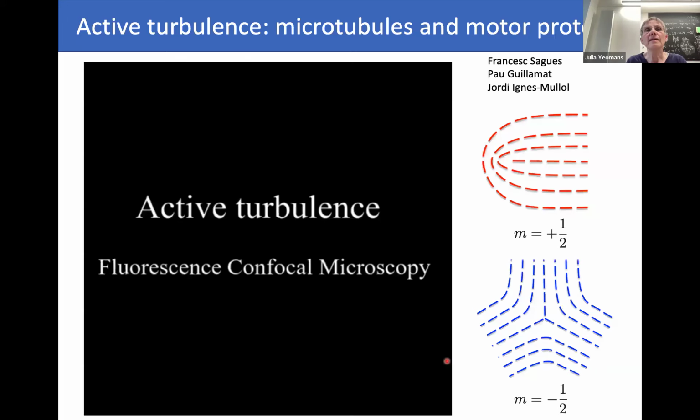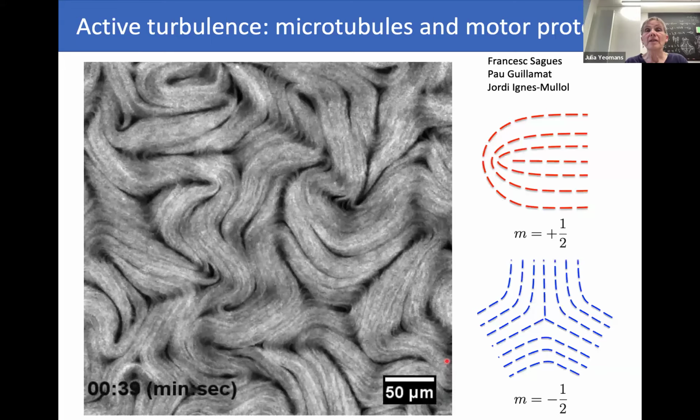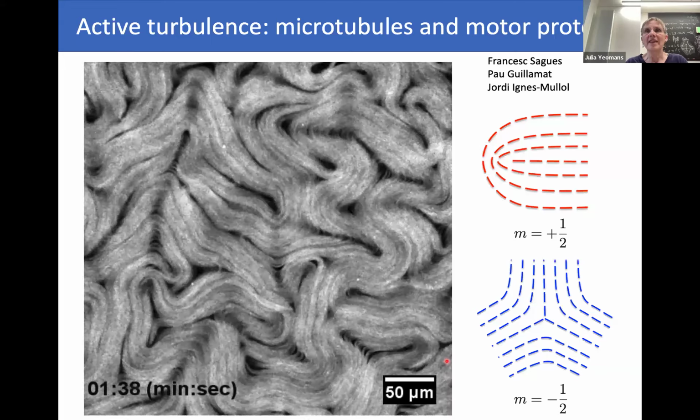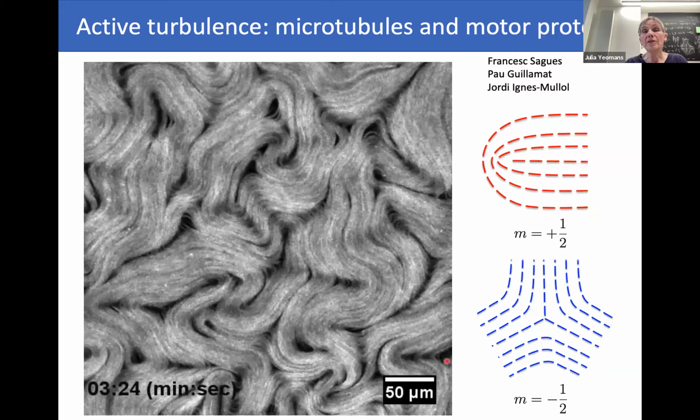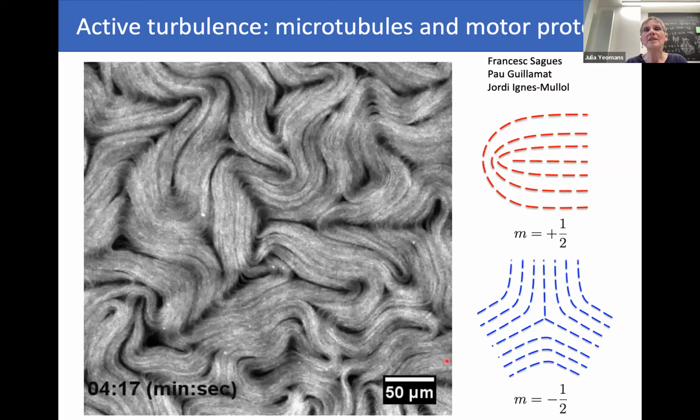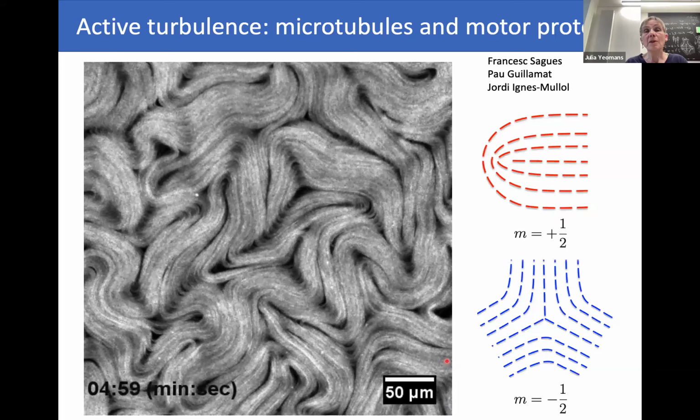And what you get instead is this state called active turbulence, this chaotic state. So this is a mixture of microtubules, long polymers, driven by motor proteins. And you can see they're doing this turbulent-like state called active turbulence. And, okay, it counts as a nematic. We might expect to see topological defects.